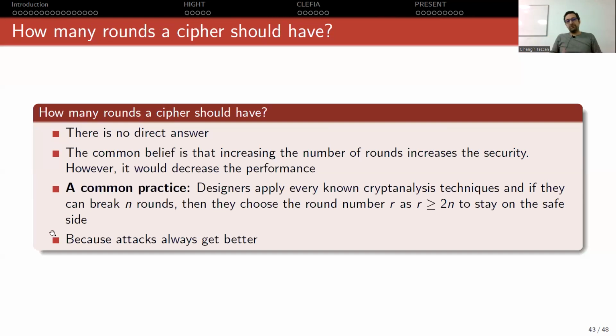A common practice is as follows. Designers apply every known cryptanalysis technique they know, and if they can break n rounds at most, then they choose the round number R greater than or equal to 2n to stay on the safe side. Because attacks always get better. If you can break n rounds, somebody will come up with a clever idea and they will break n plus 1 rounds. So why design something with n plus 1 rounds if you can break n rounds, right? This is why they try to choose R a little bit higher than this value so that they stay on the safe side.